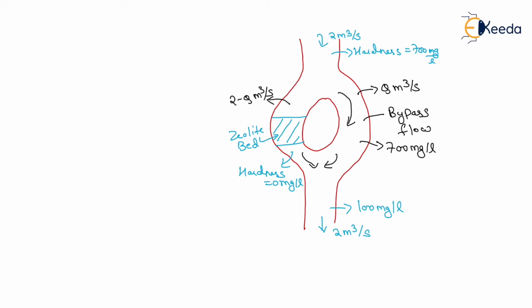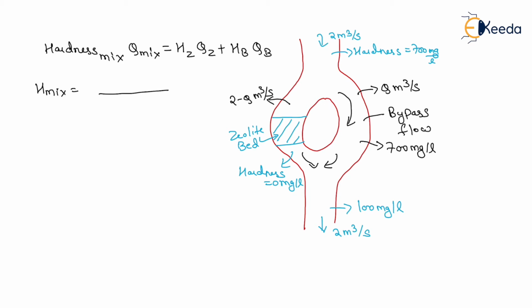So we know the formula: hardness of mixture into discharge of mixture equals hardness of zeolite bed into discharge of zeolite bed plus hardness of bypass flow into discharge of bypass flow. The discharge of the mixture is 2 m³/s.